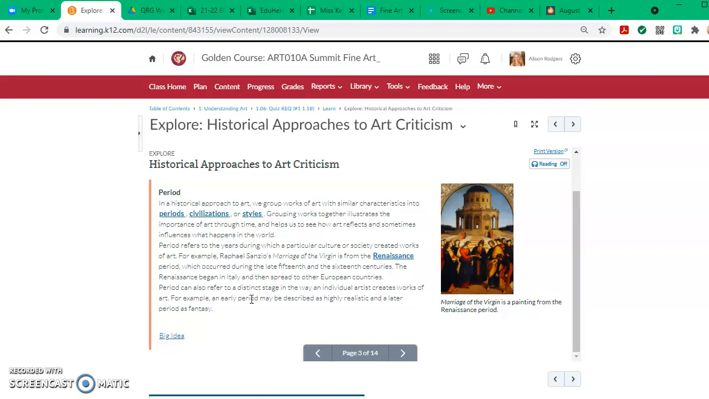Period can also refer to a distinct stage in the way an individual artist creates works of art. For example, an early period may be described as highly realistic and a later period as fantasy.